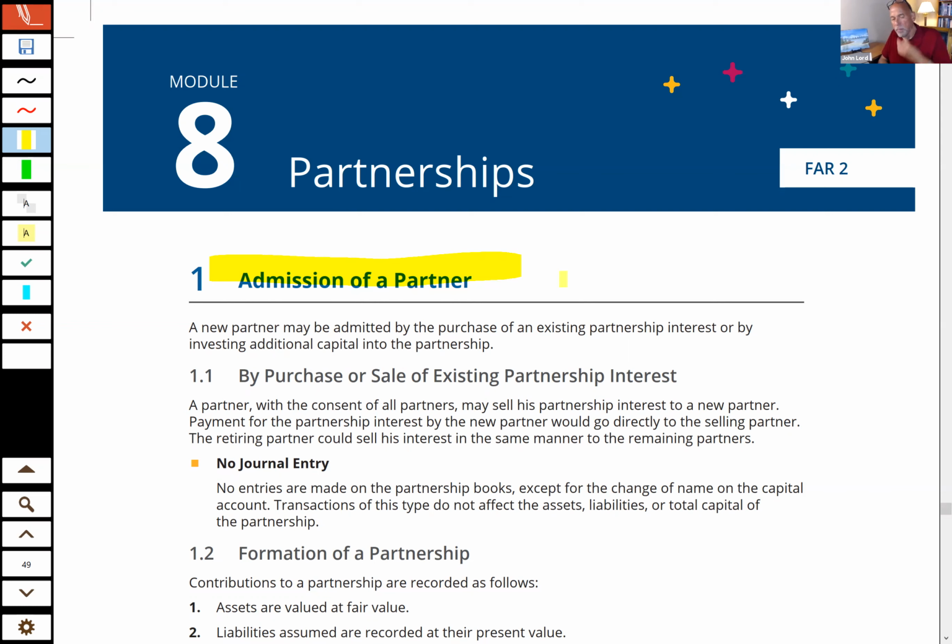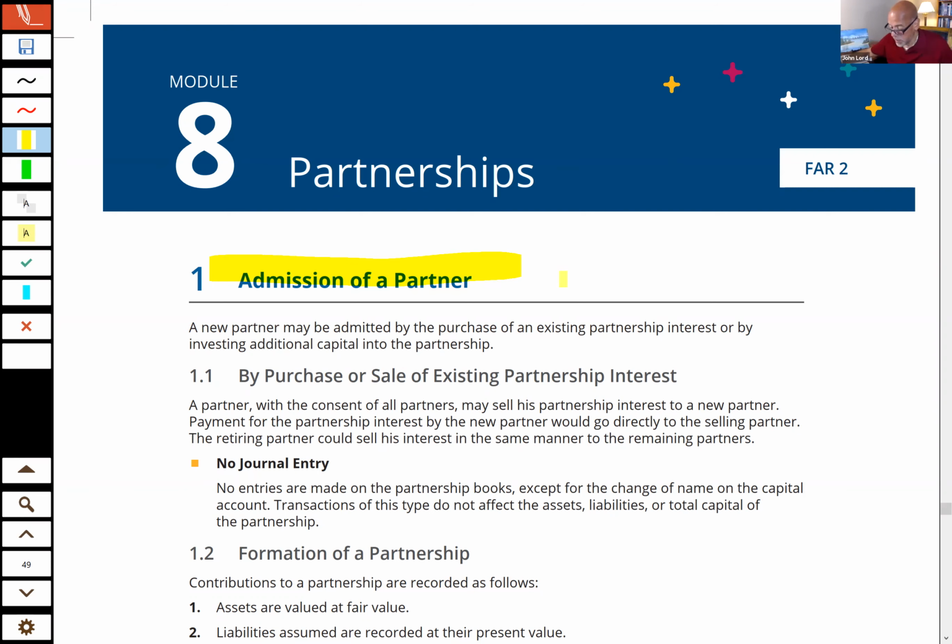There are 3 methods that you can use to admit or exit a partner, for lack of a better term. I'm sure there's a term for that, but I can't figure out what it is right now. The 3 methods are the exact method, the bonus method, or the goodwill method. It's pretty easy to apply these. Our job is to know which method the exam question wants me to use.